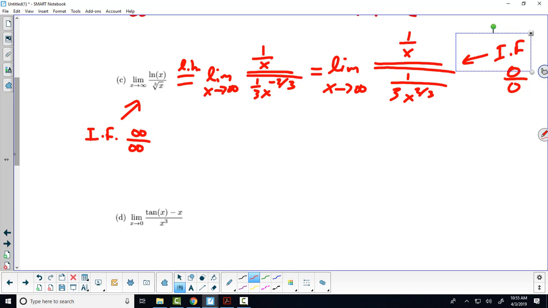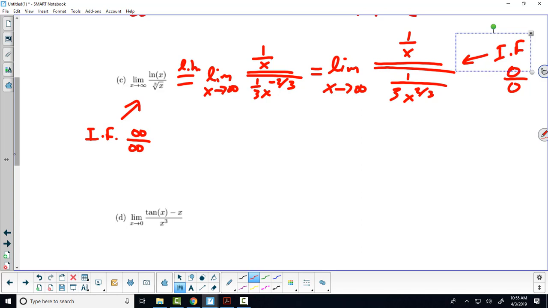By the way, if I applied L'Hopital's Rule again, I would actually get on a merry-go-round that would never stop. This would become minus 1 over x squared. This would become, I'm not sure, but more complicated. It would just keep getting more and more complicated, and it would never come to a point where I could easily evaluate it through direct substitution.